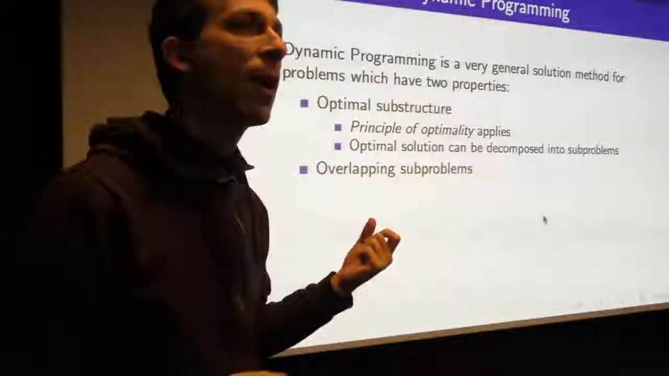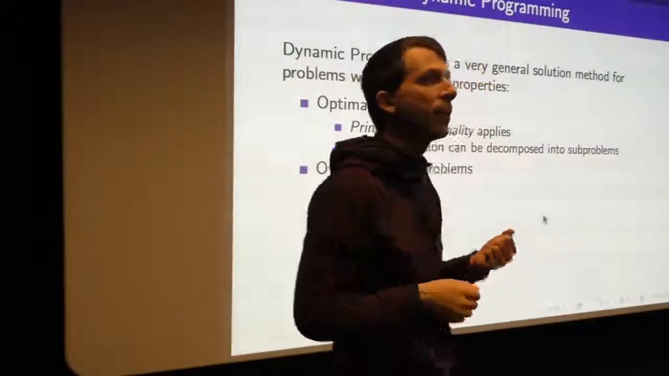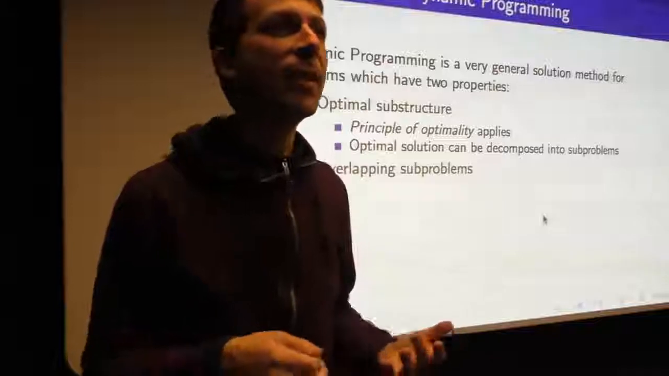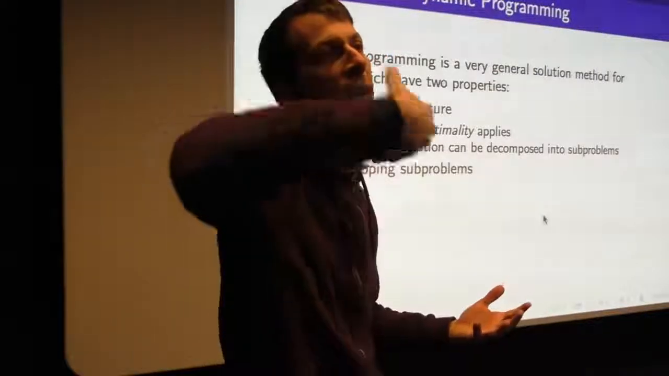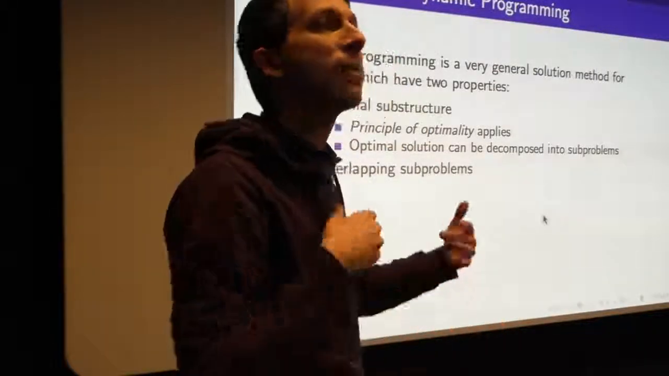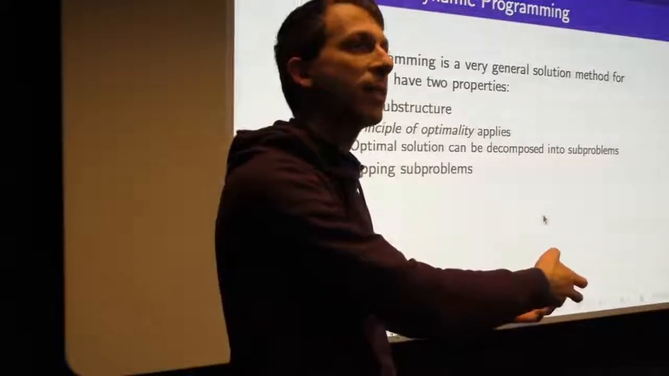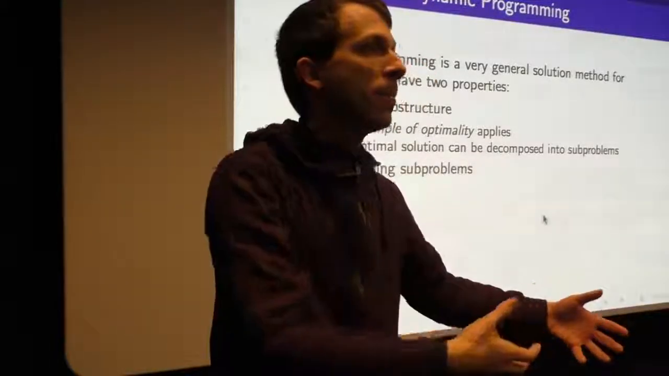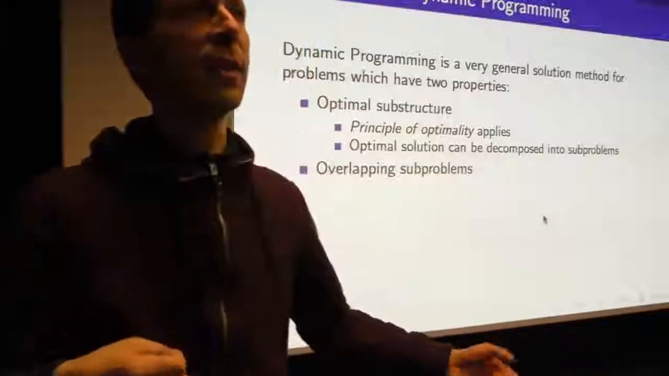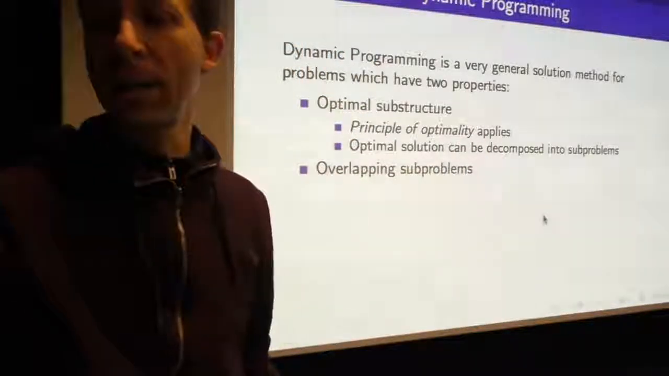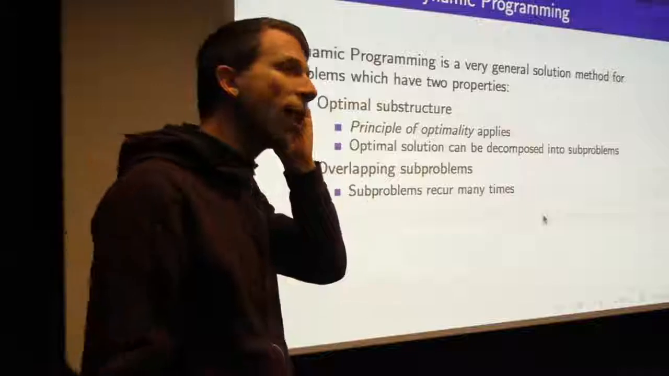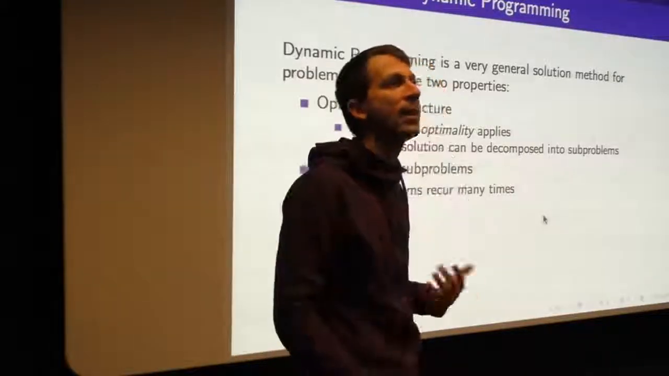The second property we require is called overlapping subproblems. So what does this mean? Well, this means that the subproblems occur again and again and again. We've got something to gain by breaking it down into subproblems, that by solving that subproblem, we actually can solve things more efficiently than we could have by just attacking the overall problem directly. And basically all we require is that the subproblems recur many times.